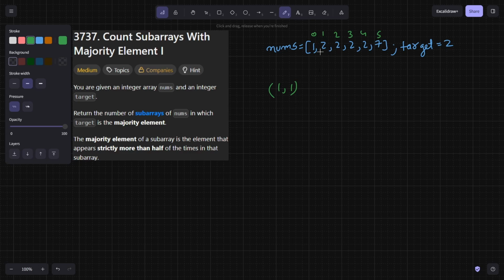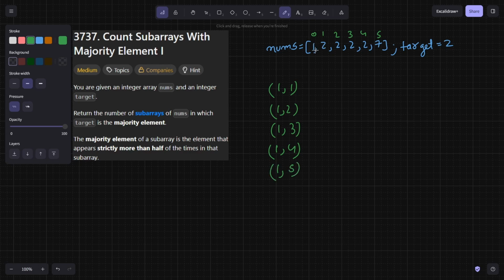So more than half is satisfied, and 1 to 1 is a majority subarray. 1 to 2 is a majority subarray. 1 to 3 is a majority subarray. 1 to 4 is a majority subarray. 1 to 5 is a majority subarray because here the number of targets is 4 and the total number of elements is 5, and 4 is more than half of 5. Half of 5 is 2.5 and 4 is more than 2.5. Okay, so 1 to 5.